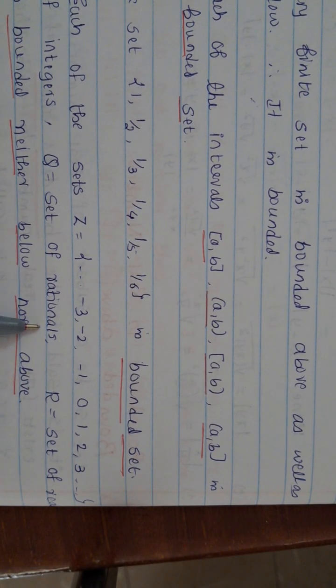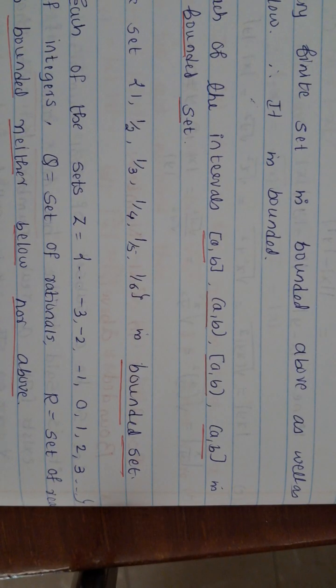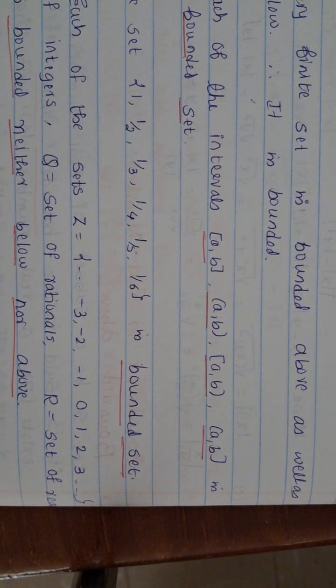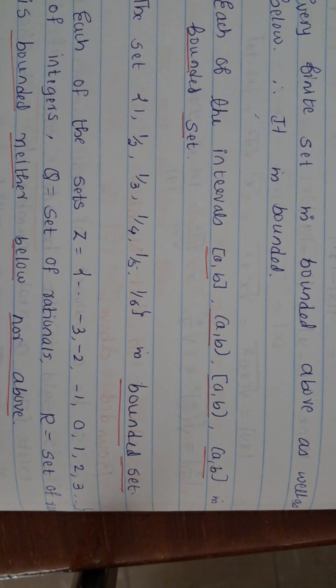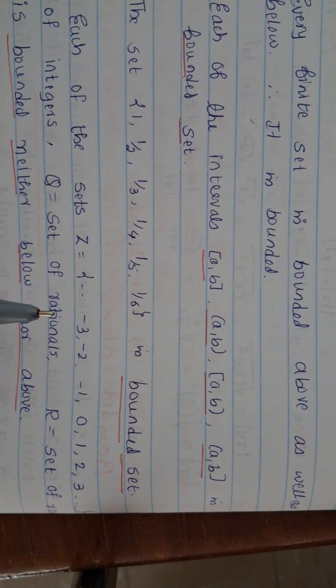And similarly, the set of integers, the set of rationals, and the set of real numbers are neither bounded below nor bounded above. So it is important to understand how bounded sets work. All right.